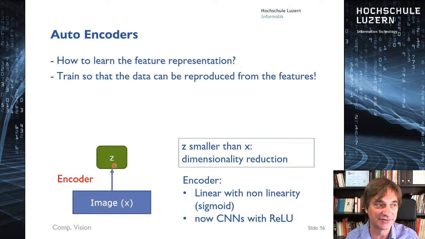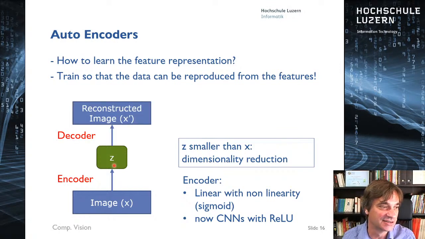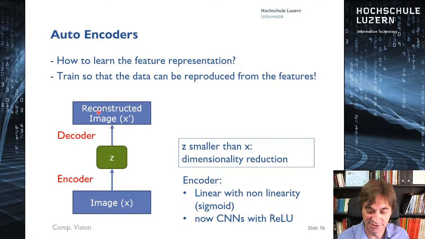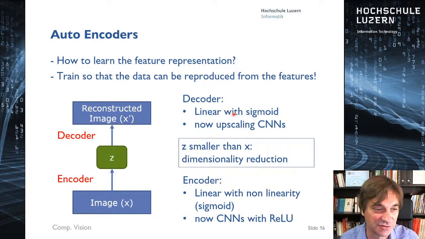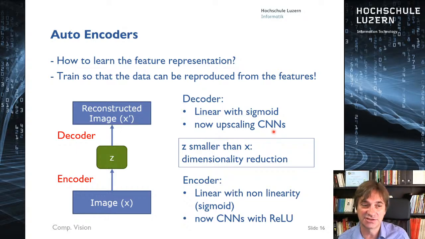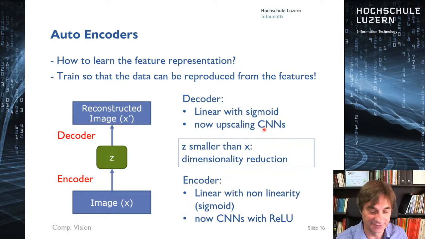Well, we train another part, a so-called decoder, that learns how to reproduce the image from z. So the decoder will learn the reconstructed image. Okay. Earlier it also used to be another linear transformation with sigmoid. Now we've seen how we can use convolutional neural networks to make images also larger, so we can use an upscaling convolutional neural network.